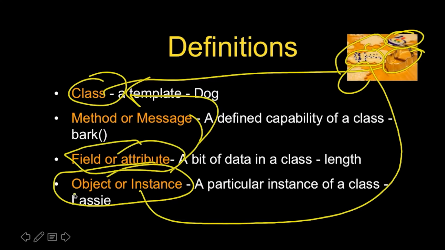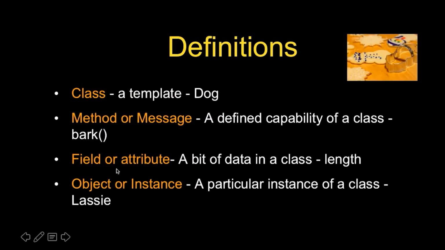You can define variables outside the class that you use in your program, and you've been doing that all along. But if you're saying, I'm going to build this capability, and it's going to have data inside of it and code inside of it, the code is the method or message, and the data is the field or attribute. And there are just two different sets of terminology.